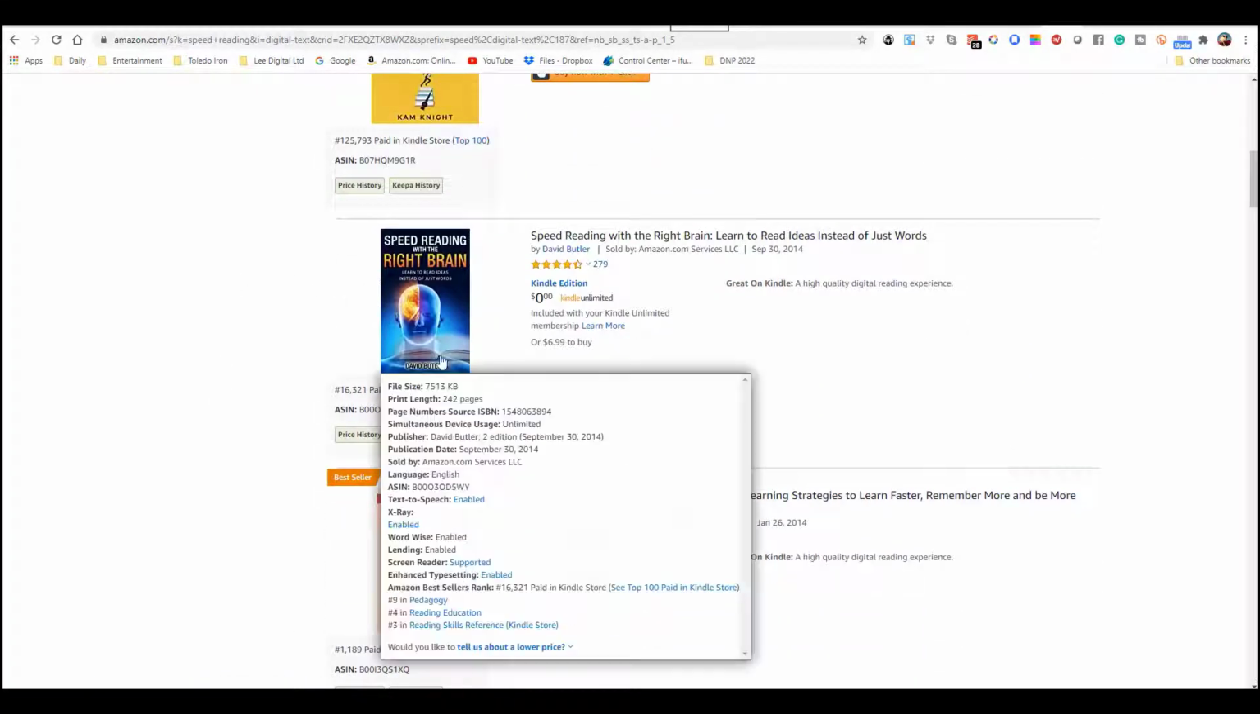When you hover over the product, it also gives you useful information. This one says that it's 242 pages. It's ranking, as you can see, in 3 different categories. It's number 9 out of 100, number 4 out of 100, number 3 out of 100 in reading skills.